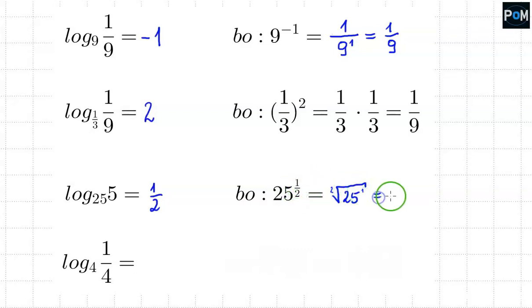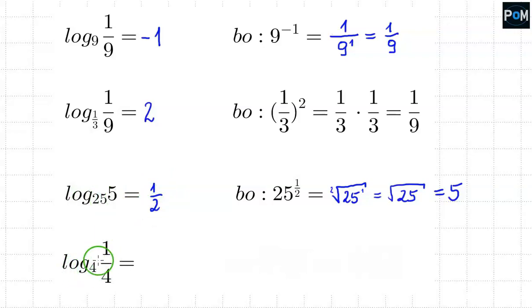But such an operation is just a simple square root of 25, because we never write this 2, and we don't have to write this one in the power either. The square root of 25 gives us the result 5. So this is the number we wanted. That's the logarithmized number. 25 raised to the power of 1/2 gives a result of 5. So the result from this log is 1/2.